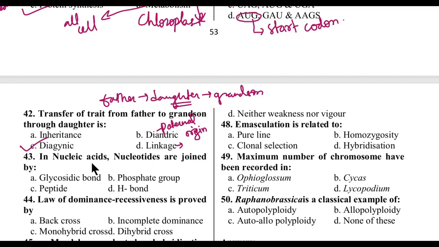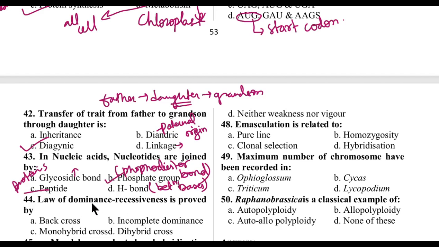And 43, in nucleic acids, nucleotides are joined by which of the following? The answer is the phosphate group, that is the phosphodiester bond actually, as a glycosidic bond is not the answer. Likewise, peptide is related with proteins, and hydrogen bond is between bases. It is between bases, nitrogen bases but not nucleotides.